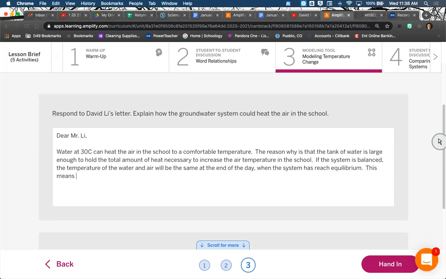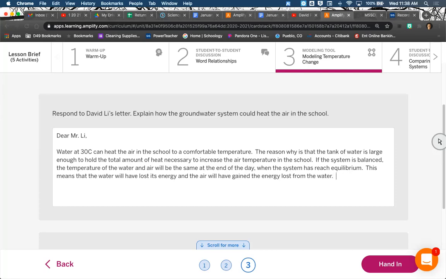This means that the water will have lost its energy and the air will have gained the energy lost from the water. The water's giving up that energy.